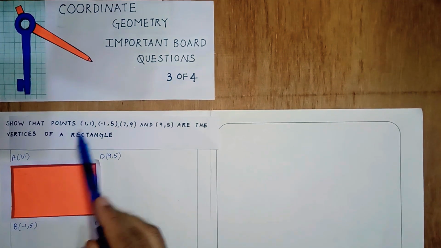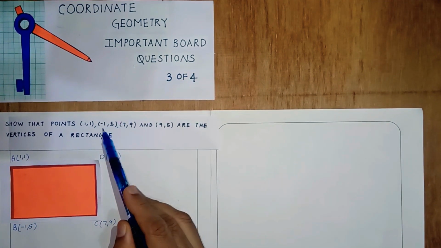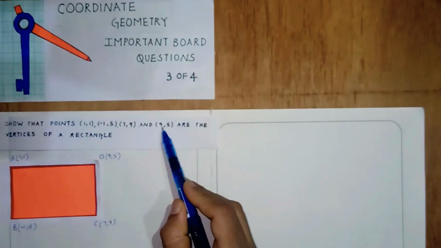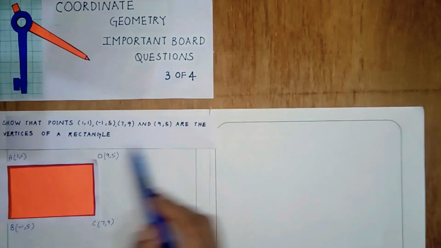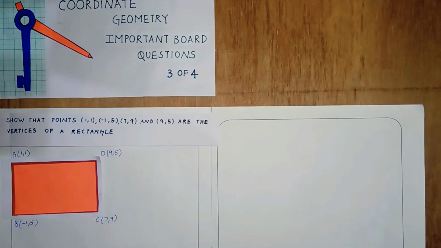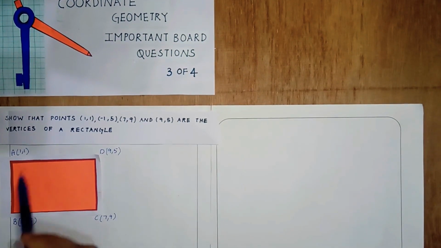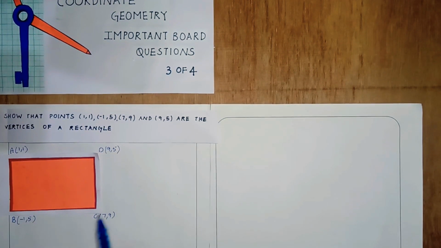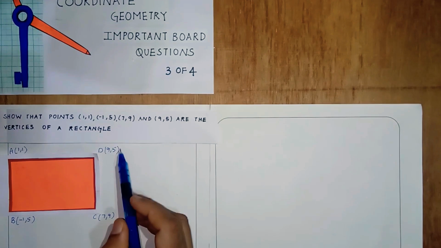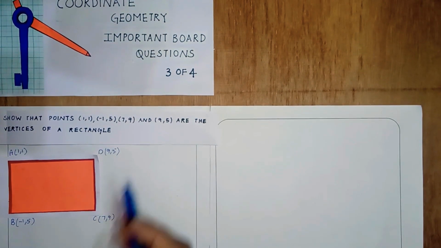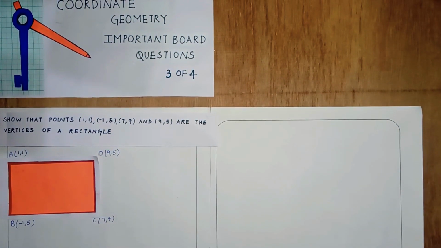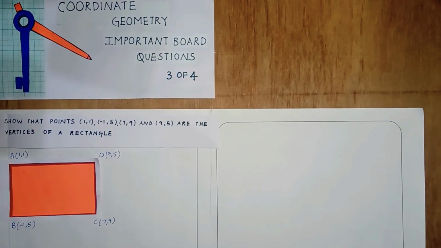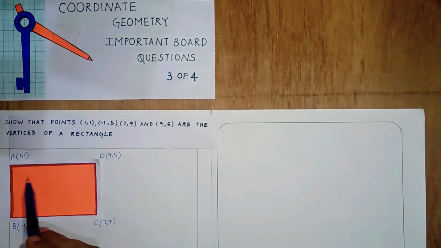Show that points (1, 1), (-1, 5), (7, 9) and (9, 5) are the vertices of a rectangle. Let A (1, 1), B (-1, 5), C (7, 9) and D (9, 5) be the vertices of quadrilateral ABCD. Let's find the length of each side of this quadrilateral.